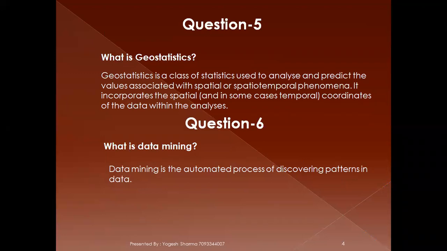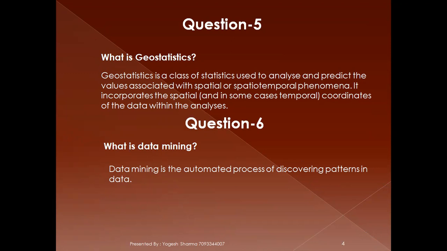What is geostatistics? Geostatistics is a class of statistics. As we already saw, geostatistics is a combination of two words: geo means geography, and statistics. So geostatistics is a class of statistics used to analyze and predict the values associated with spatial or spatiotemporal phenomena. It incorporates the spatial coordinates of the data within the analysis. So actually geostatistics is the combination of statistics related to spatial things.